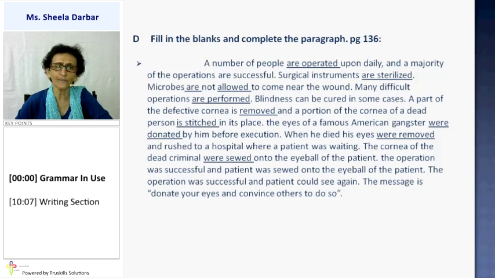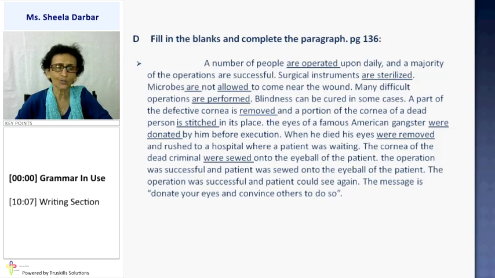The eyes of a famous American gangster were donated by him before execution, before he was hanged. When he died, his eyes were removed and rushed to the hospital where a patient was waiting. The cornea of the dead criminal was sewed onto the eyeballs of the patient. Sewed onto, that means the cornea was sewed onto the eyeball. The operation was successful and the patient could see again.